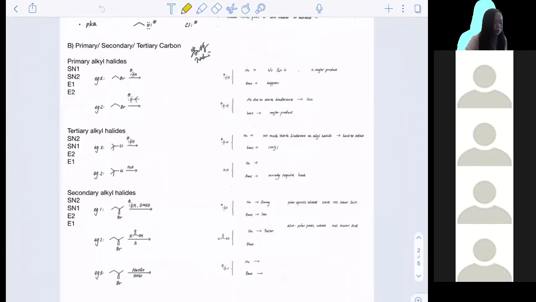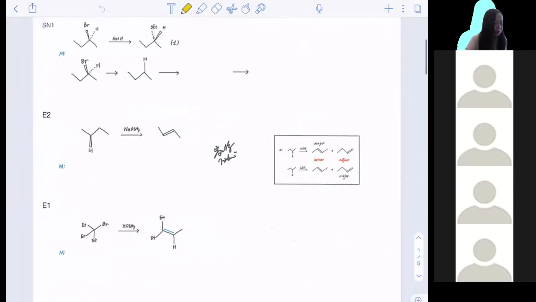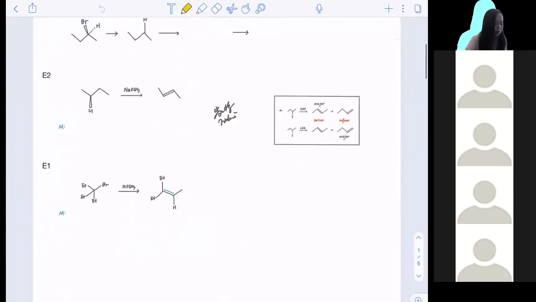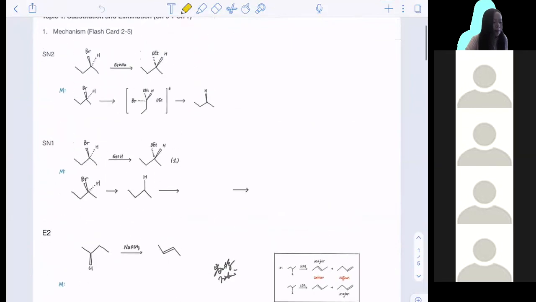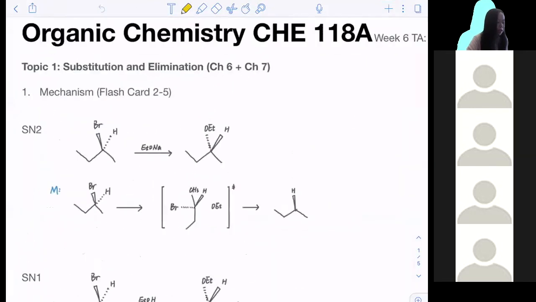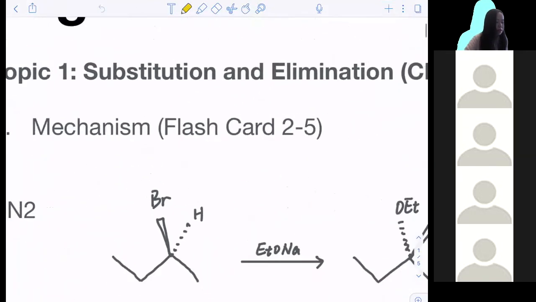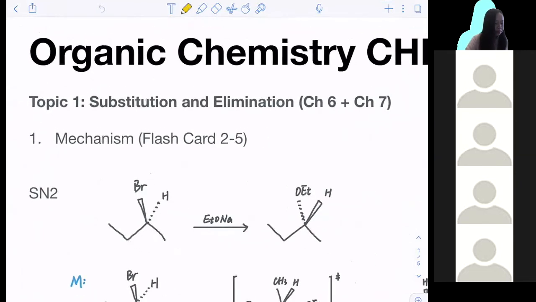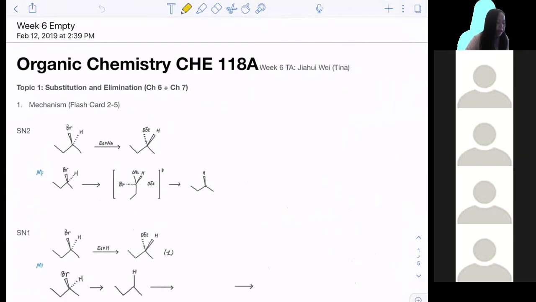Once we go to week 6, you start to learn SN2, SN1, E2, E1. Those things are mechanisms, so you will see this word, mechanism. And I recommend students do flashcards on them, because that's the way it works for me. For each reaction with a mechanism, I'm making a flashcard.